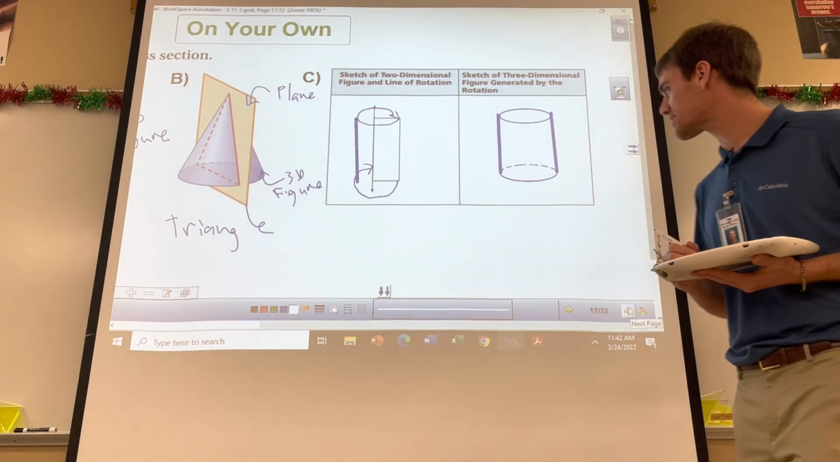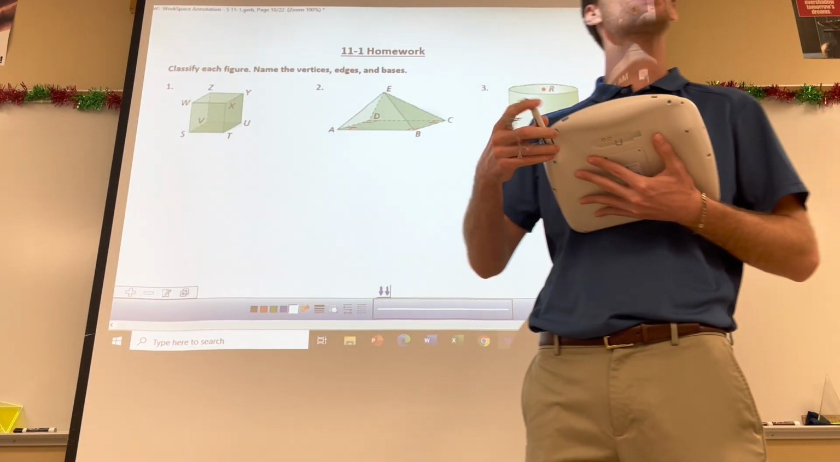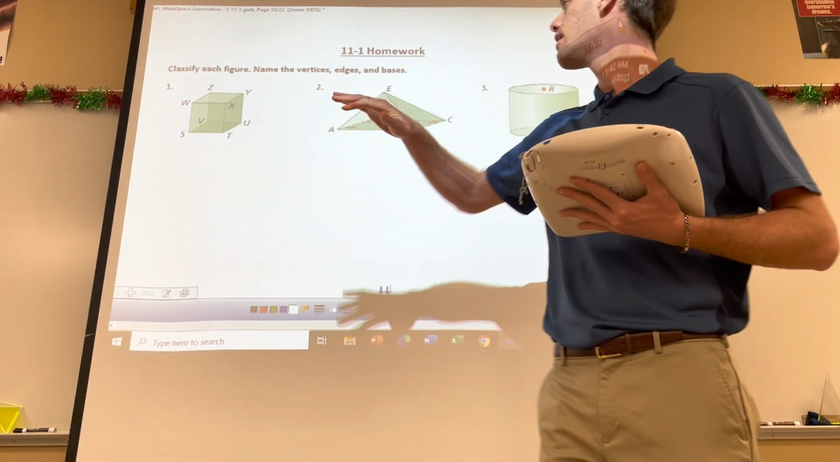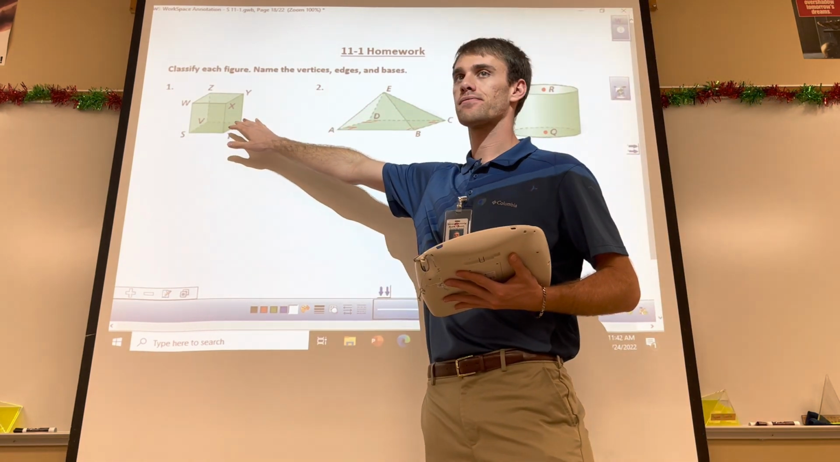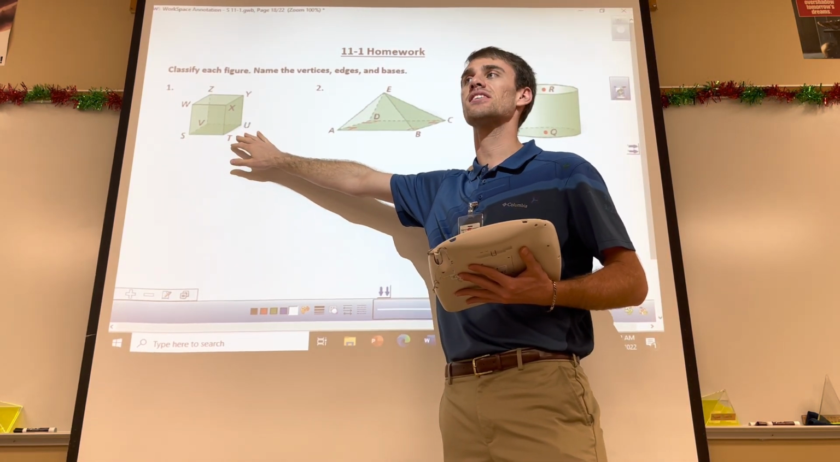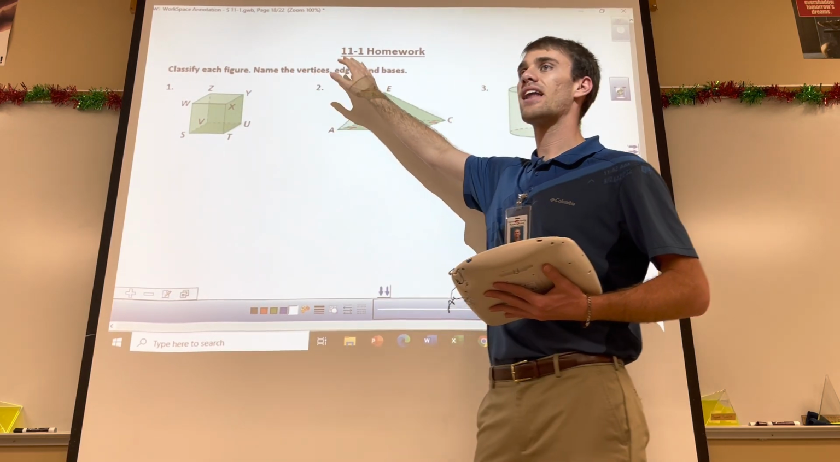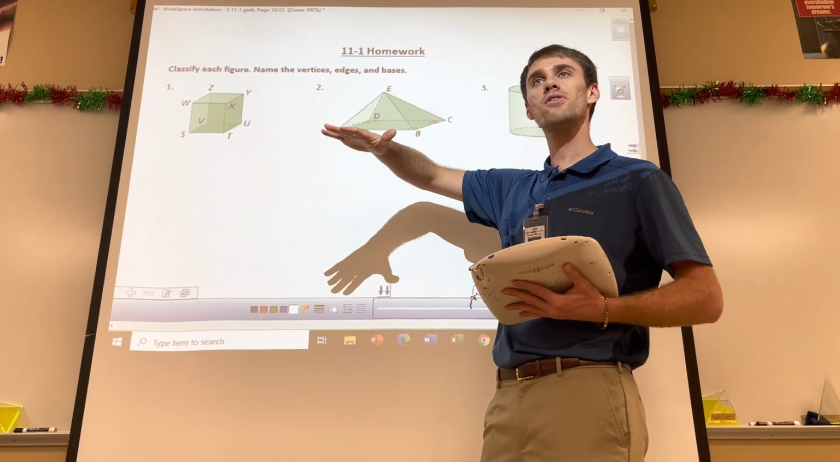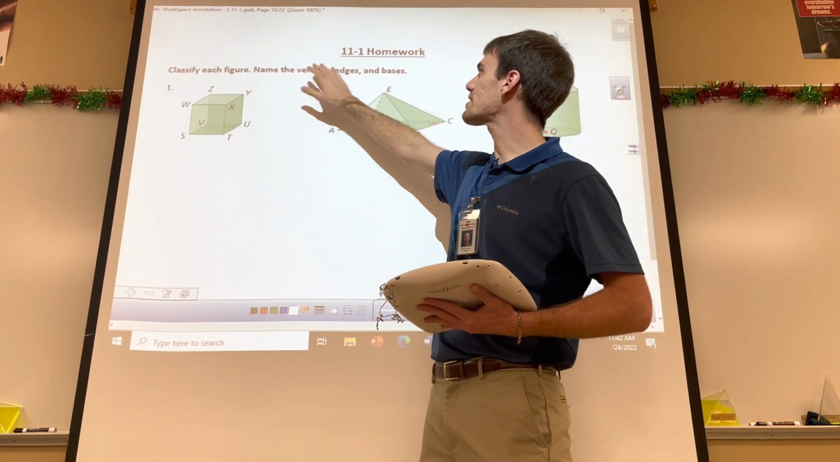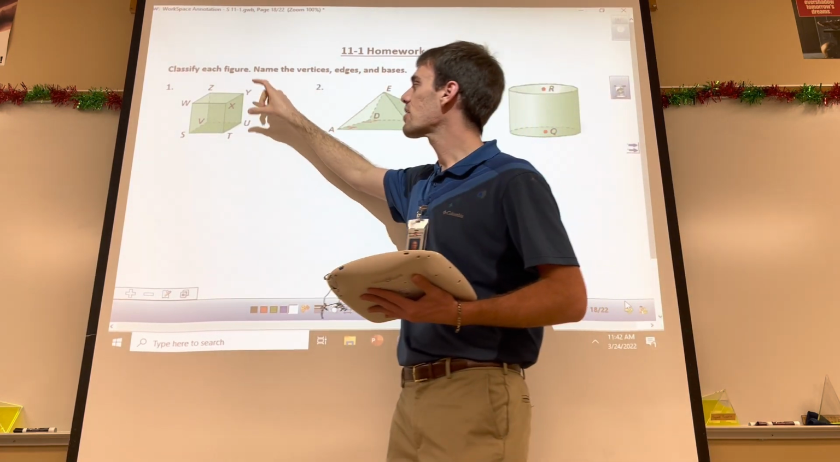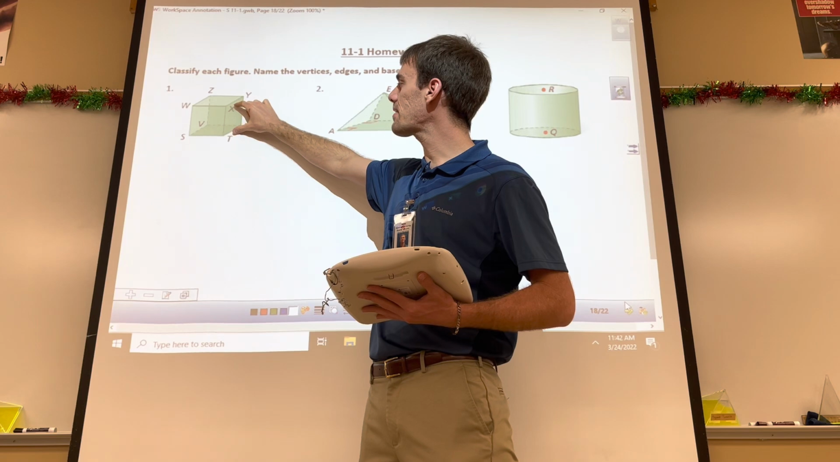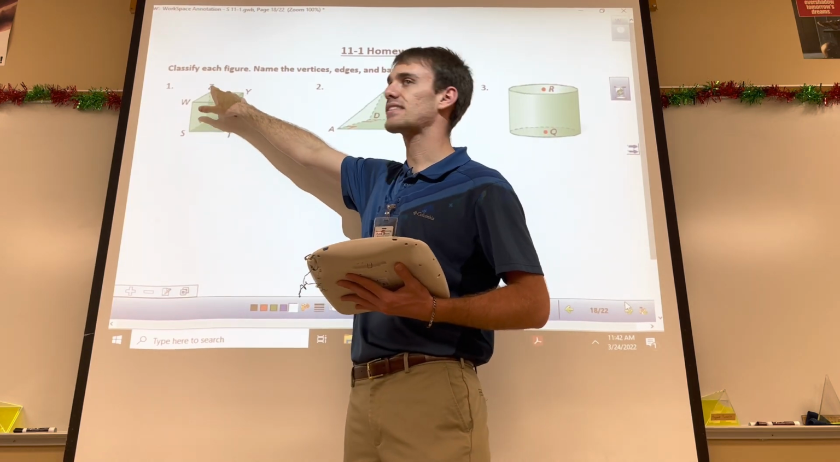Guys, the rest of the class is yours to work on the homework. Real quick, before you move around, for 1, 2, and 3, please take note. It doesn't just say to classify each figure. It says name the vertices, name the edges, and the bases. You're naming edge, segment XT, segment WX, segment ZY.